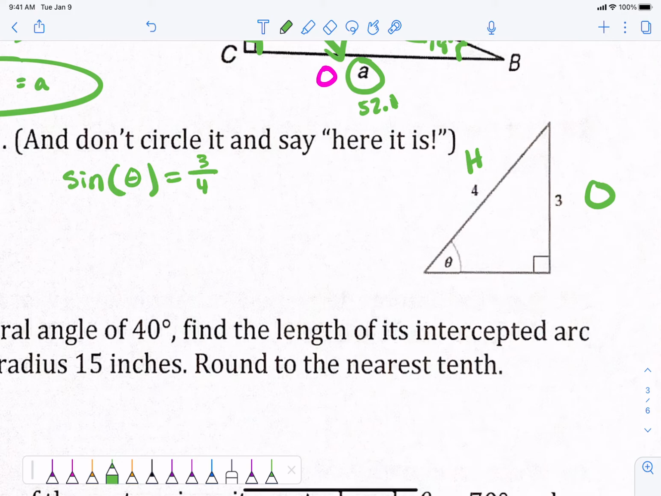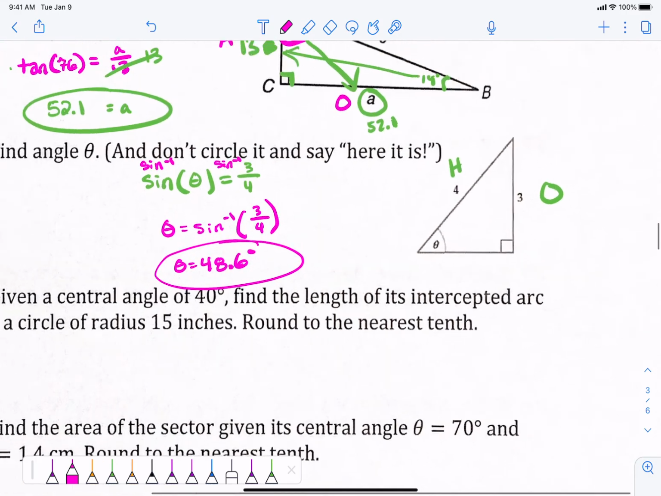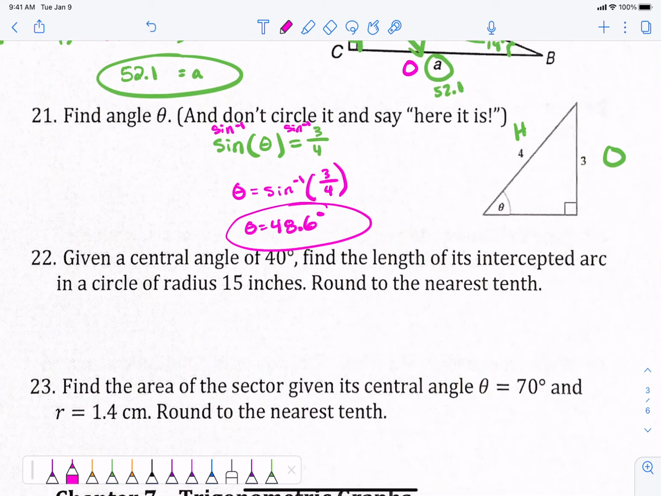And now how do I get that theta out of there? Inverse. You do the inverse sine. This is the only time you ever use inverse sine is when you're solving for an angle, right? So theta is equal to inverse sine of 3 over 4. Whatever that is. 48.6 degrees. Yep, I believe it. That sounds good. Happy with that?